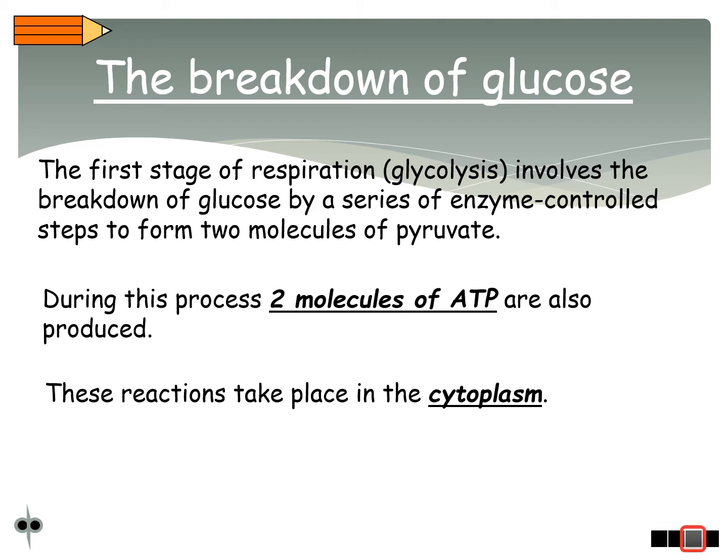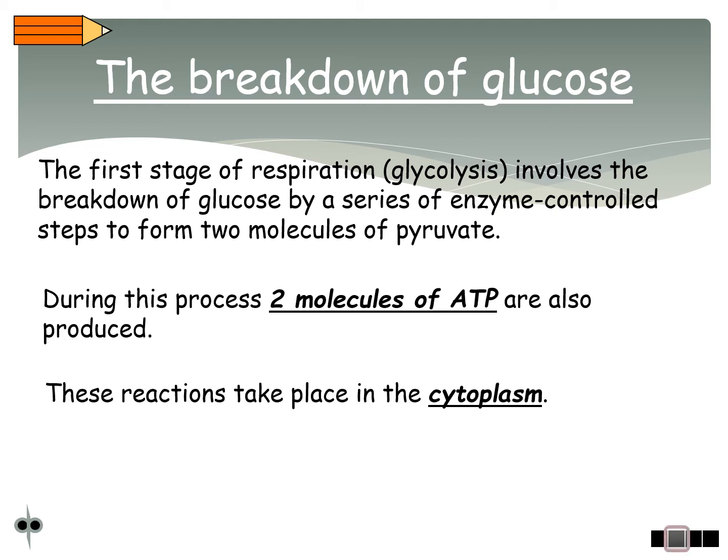So put the breakdown of glucose as your title, and you need to say all of this. So you need to know that the first stage of respiration is called glycolysis. It involves the breakdown of glucose by a series of enzyme-controlled steps to form two pyruvate molecules, and then during this process, two molecules of ATP are produced, and these reactions all take place in the cytoplasm.